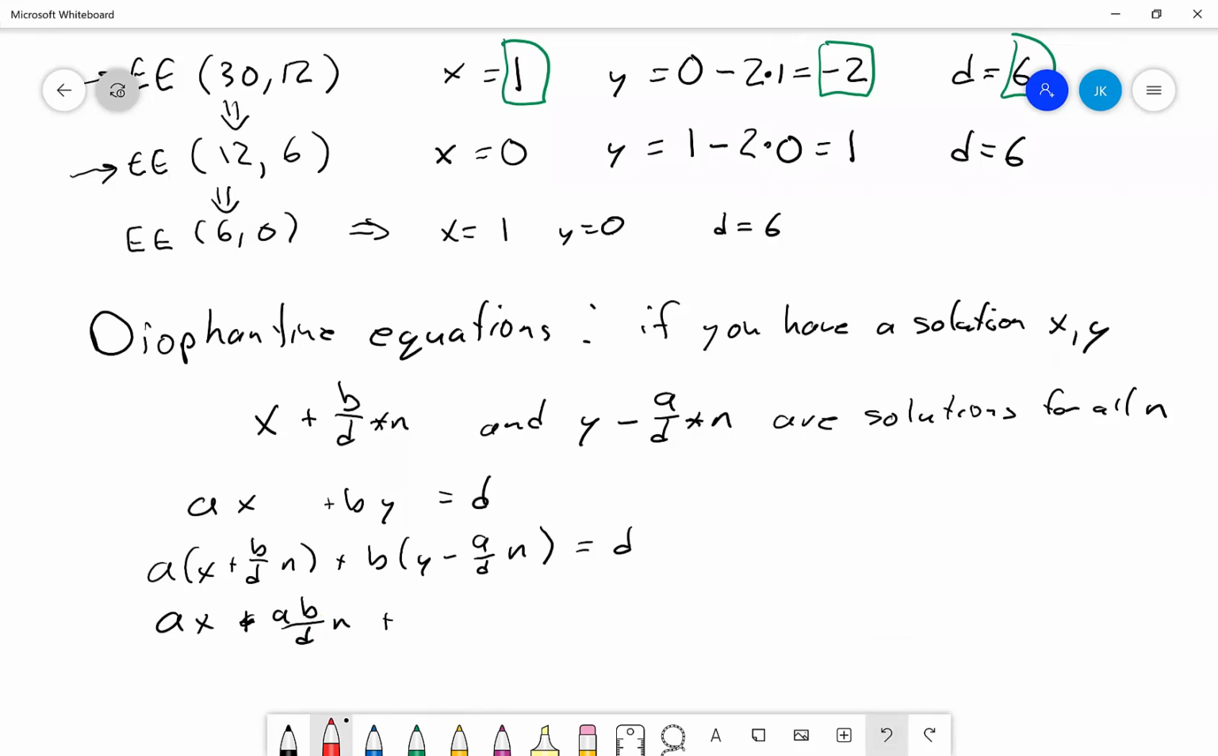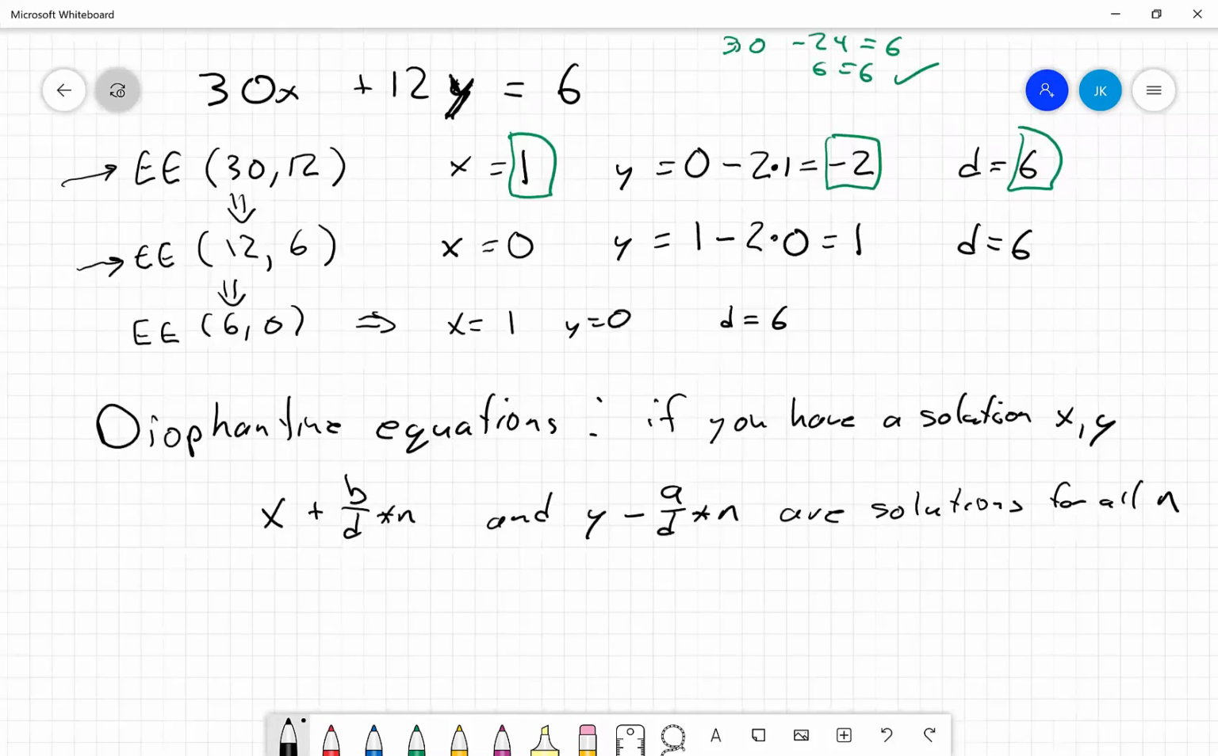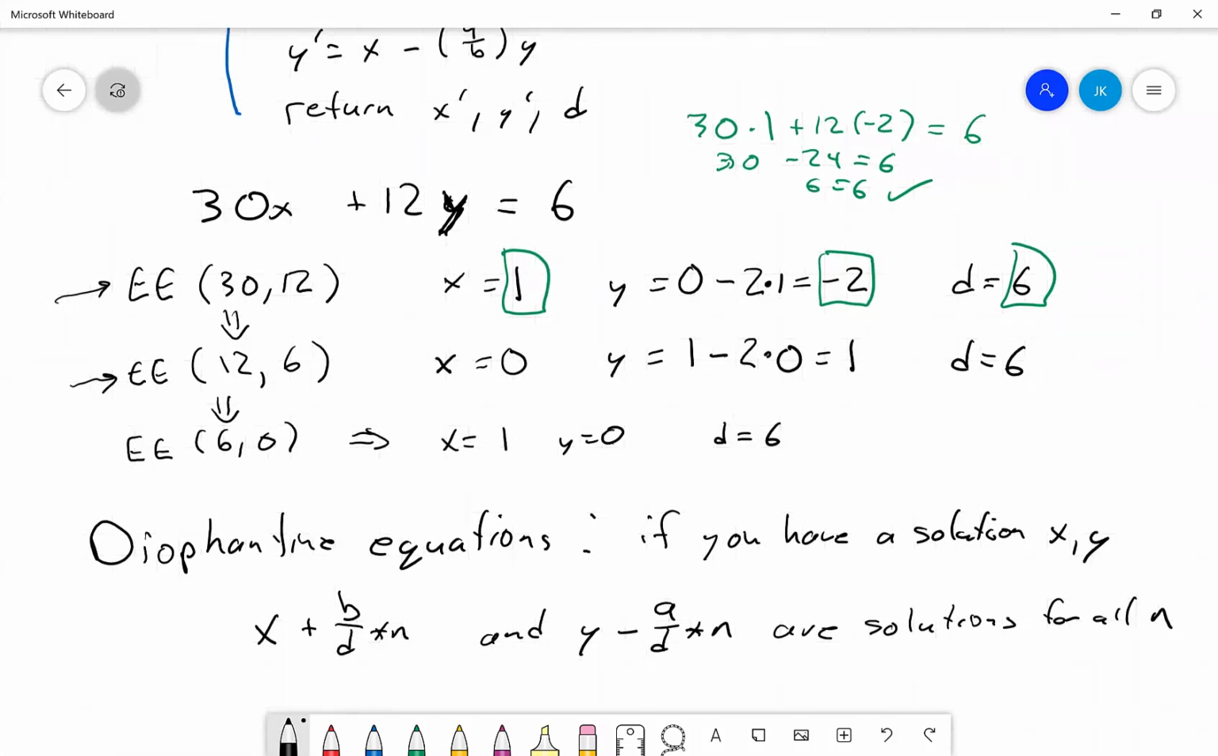But the way to think about it is basically we can generate an entire family of results for the Diophantine equations once we have one set of results. So the example that we have up here, notice our original equation was 30x plus 12y equals 6. So b over d, notice that this value is going to be 2. A over d, 30 divided by 6 is going to be 5. And so we can add 2 and subtract 5, and we get other solutions.